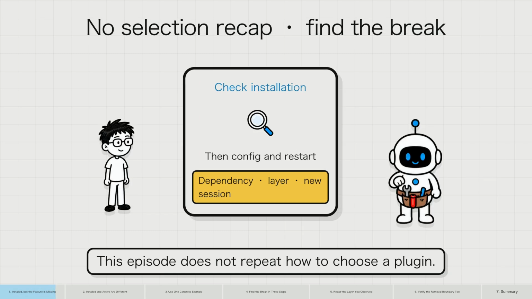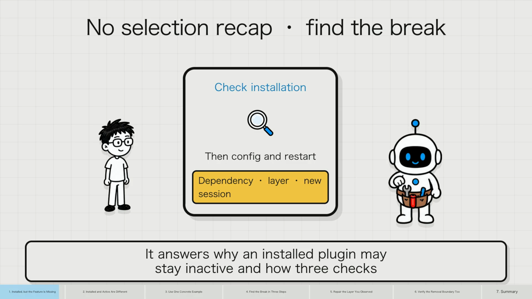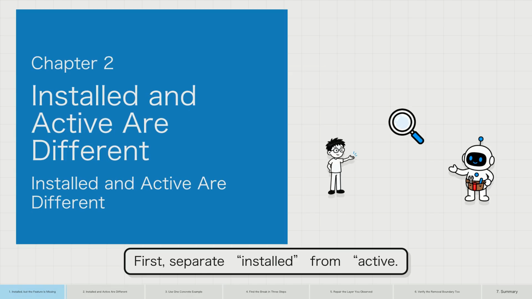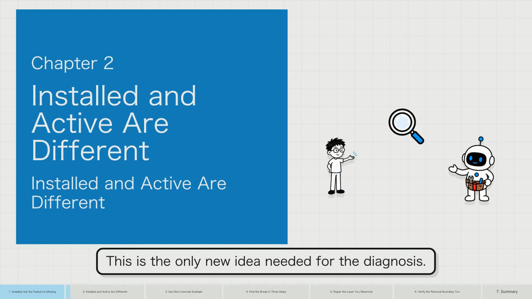This episode does not repeat how to choose a plugin. It answers why an installed plugin may stay inactive and how 3 checks locate the break. First, separate "installed" from "active." This is the only new idea needed for the diagnosis.